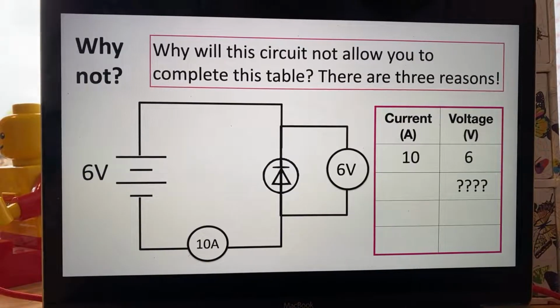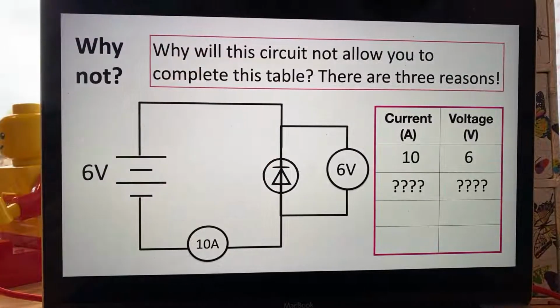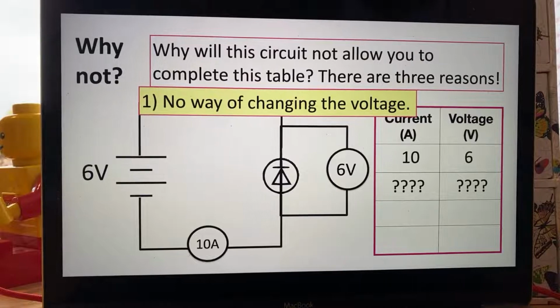Then what do? You can't get anything else, can you? There's no way of changing the voltage across the diode. There's no way of changing the current in the circuit. So you've just got one dot. That's not a graph. That's not going to work. So there's no way of changing the voltage.